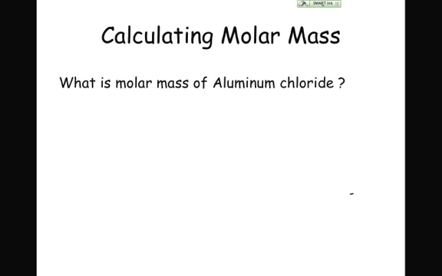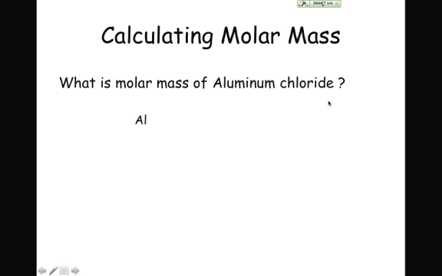What is the molar mass of aluminum chloride? Uh-oh, I did not give you the formula. I'm going to make you find out what the formula is. Well, that's easy enough. This is an ionic compound, right? Aluminum is a metal, and chlorine or chloride is a nonmetal. That's ionic, so we're going to look at charges.